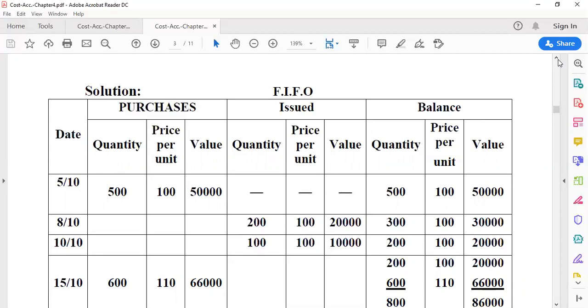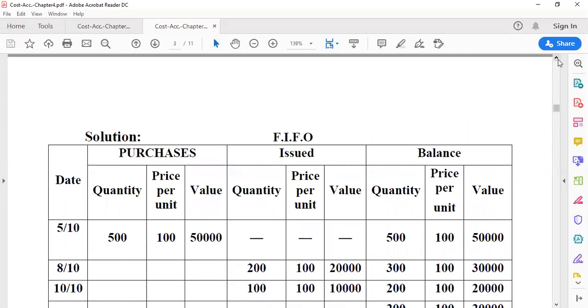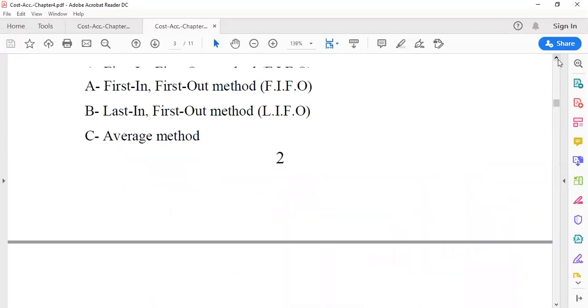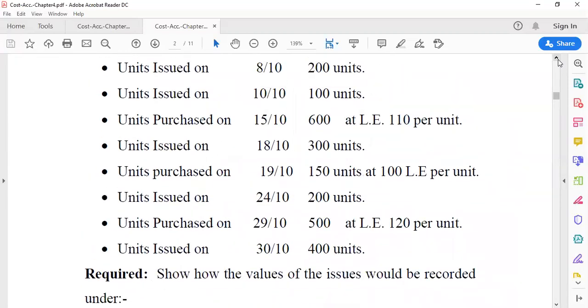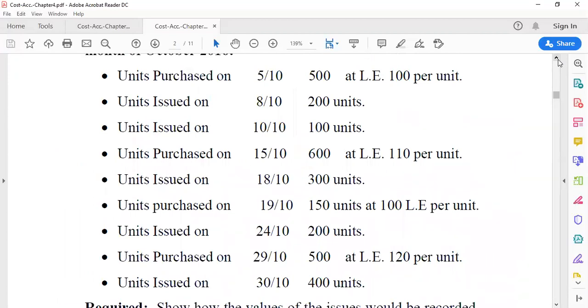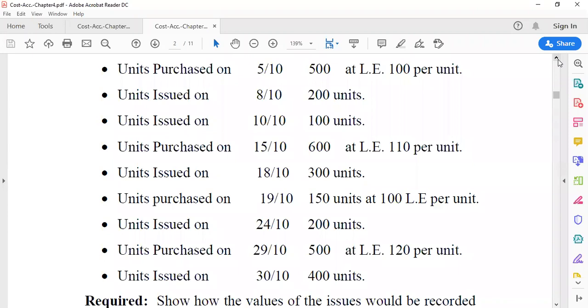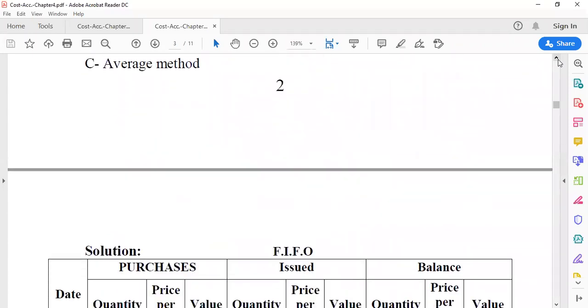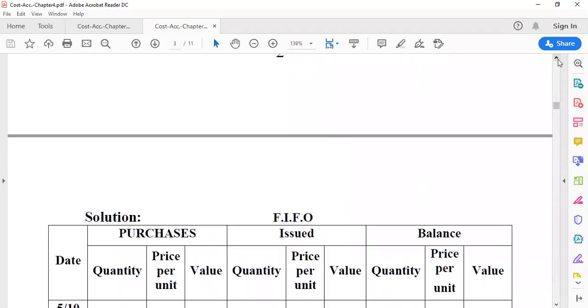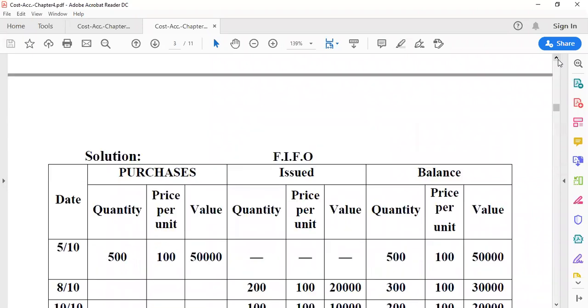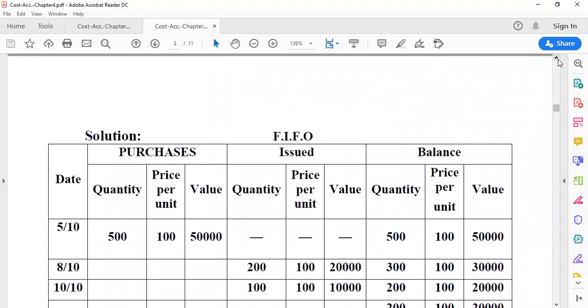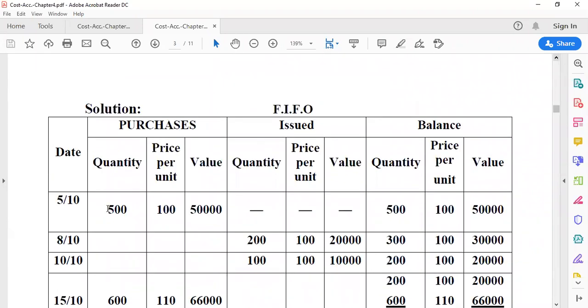From where can I know this? From the example. He told me that on the 5th of October, we just have units purchased, 500 units at 100 LE per unit, okay? And that is what we did here: 500 for the quantity, and then price per unit 100 to get the value.